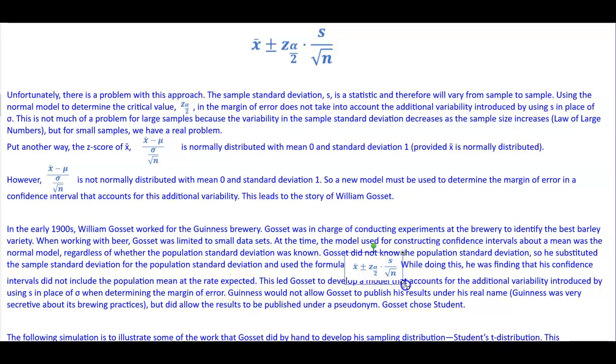So this led Gossett to develop a model that accounts for the additional variability introduced by using s in place of the population standard deviation when determining the margin of error. Guinness would not allow Gossett to publish his results under his real name. Guinness was very secretive about its brewing practices, but did allow the results to be published under a pseudonym. Gossett chose Student.